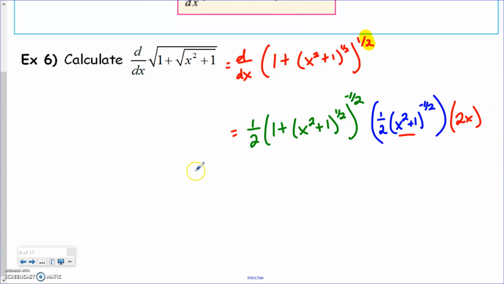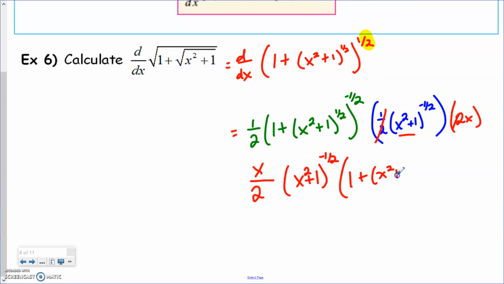We're going to simplify this as much as possible. Notice 1/2 and 2 cancel. So this is really going to be x over 2 times x squared plus 1 to the negative 1/2 times 1 plus x squared plus 1 to the 1/2, all to the negative 1/2. And that would be our final answer. Okay, this one's messy. There's 3 functions there, so just be careful.